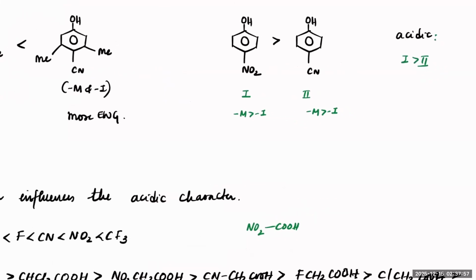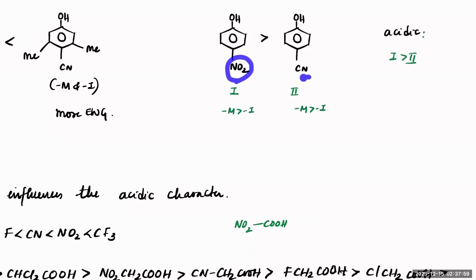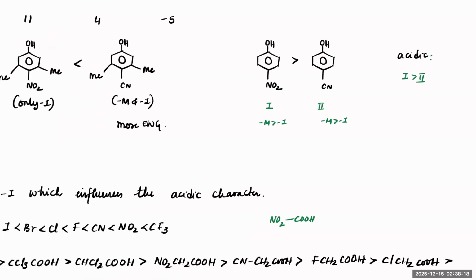Next, in case you have NO2 and cyanide here, you can see in this case minus M is very dominant over minus I. The same goes for cyanide. But if you compare NO2 and cyanide, we usually give preference to NO2. But cyanide is also sufficiently acidic. All good?